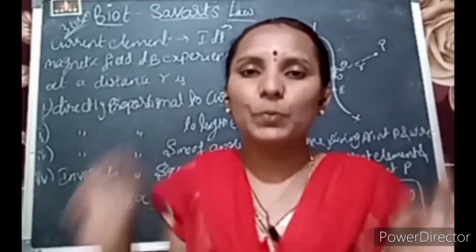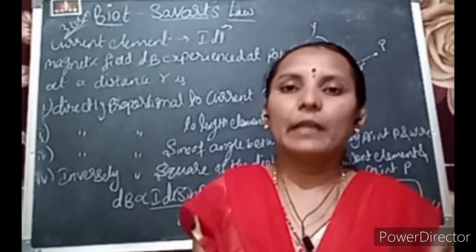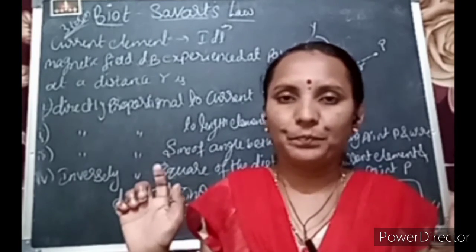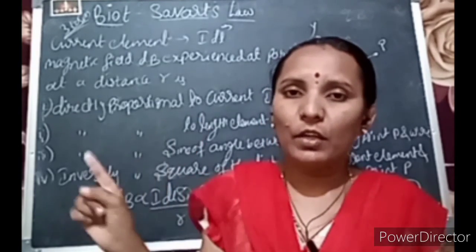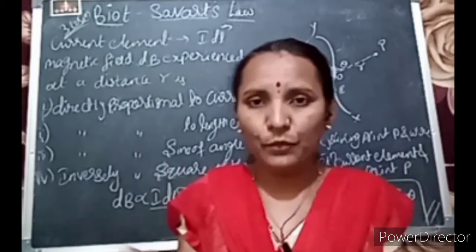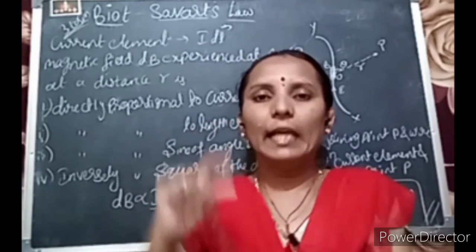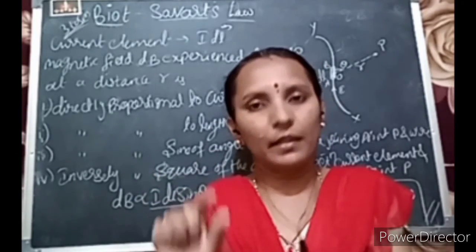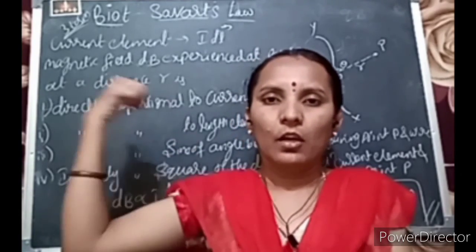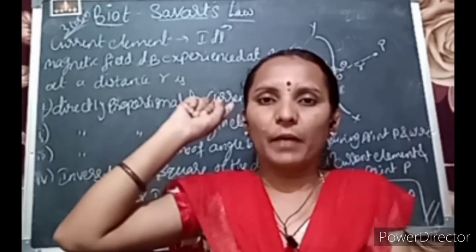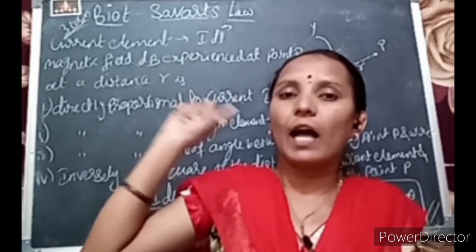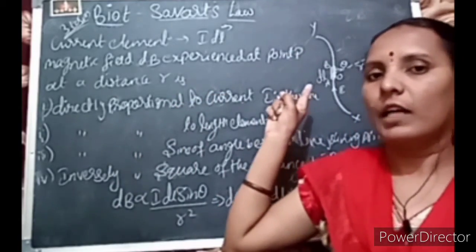Biot-Savart's law is an experimental law used to determine the magnetic field at a point P due to a current carrying conductor. Here we use the current element. What is a current element? A current element is the product of the current flowing in the wire and a small length segment dl of the conductor. Current element is a vector quantity.